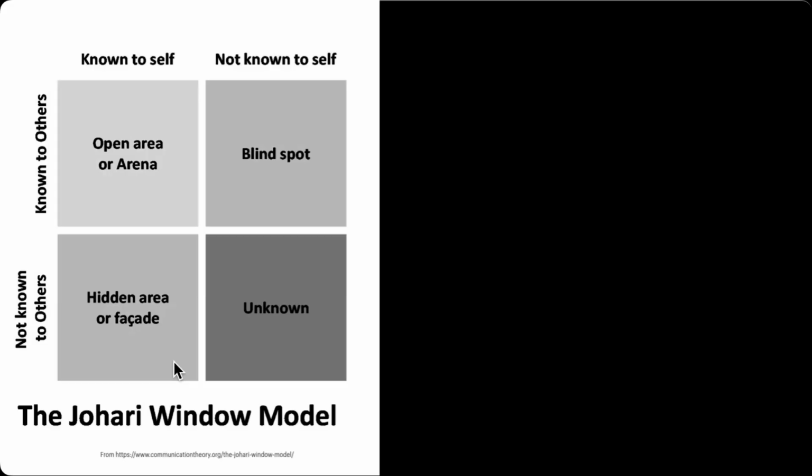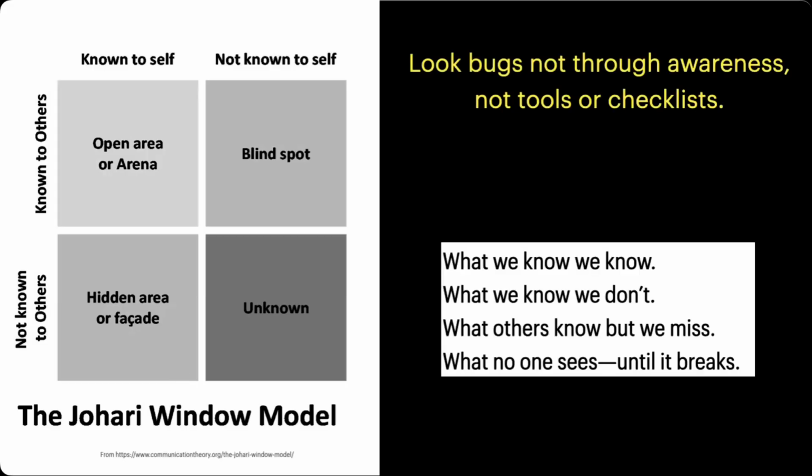Okay? So we are trying to look at the issues that happen, some that happen in the earlier stage, some that slip out and happen in the customer stage. We're looking at it not through tools or checklists, but through awareness. So what we know, we know. What we know, we don't. What others know, but we miss. What no one sees until it breaks. That's the whole idea here, right?